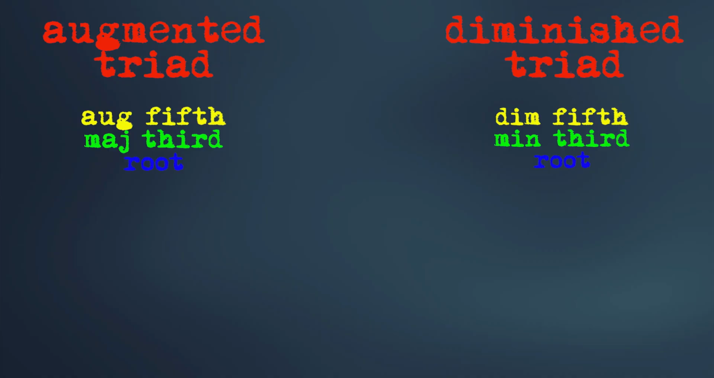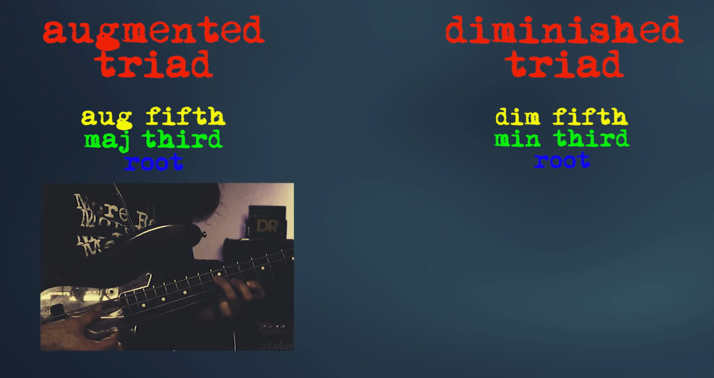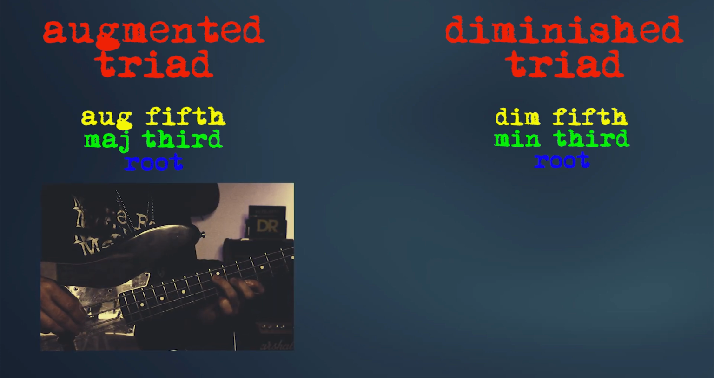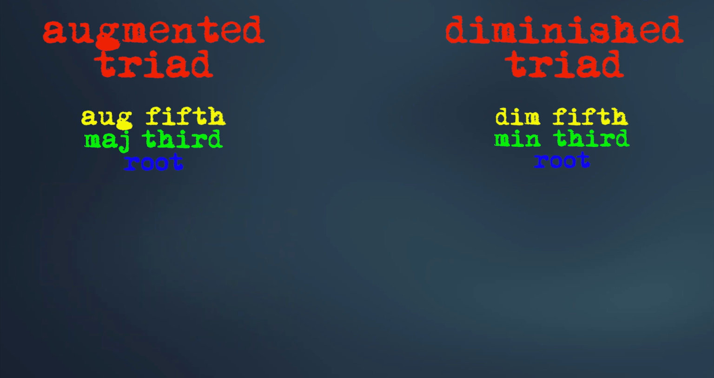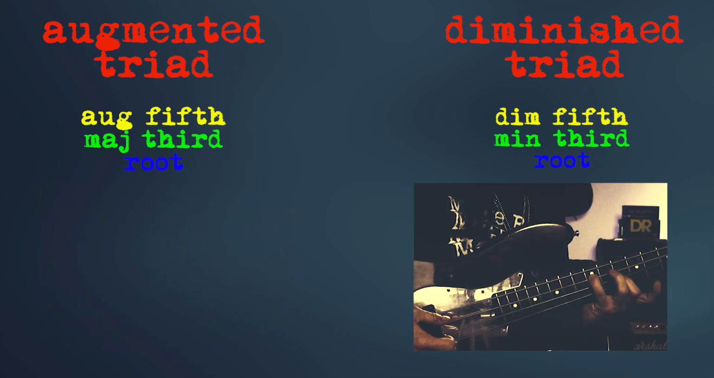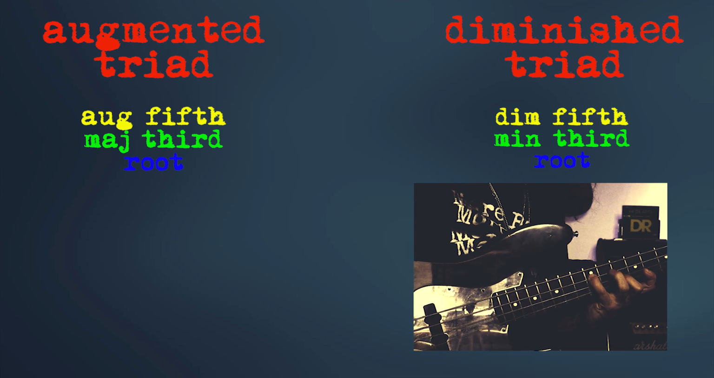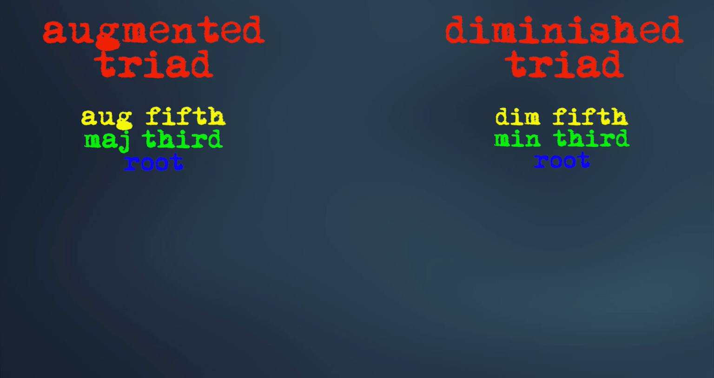As mentioned at the beginning of this video, besides major and minor, there are 2 other types of triads. Augmented triads, which use the major third and the augmented fifth, and diminished triads, which use the minor third and the diminished fifth. These sound very unstable and are more used in jazz music. They are very uncommon in rock, especially on bass.